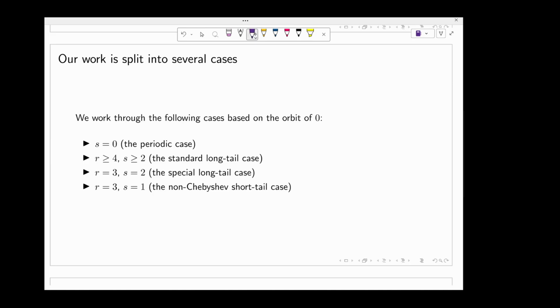In this talk, what I'm going to do is focus on this case, the periodic case. And then I'm going to summarize a bit what happens in this standard long tail case. This is actually the simplest case to understand. And then we're just going to briefly mention some differences in what happens in these other 2 cases. These are the most complicated ones.